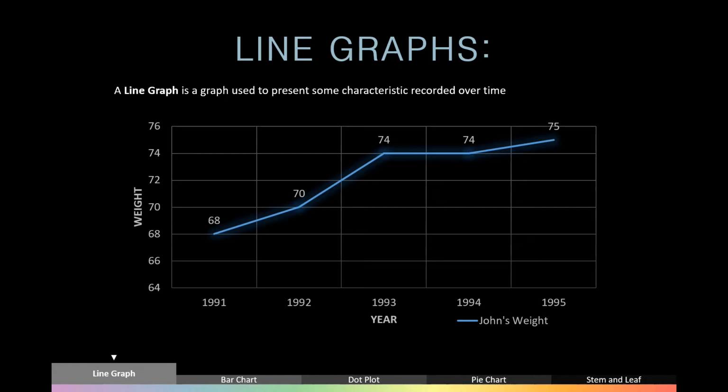And that's the real beauty of taking data and putting it into a graphical representation. Your brain actually interprets pictures a lot more easily and a lot faster than it would if you had to look at a table. Graphical representation also makes it a lot easier for you to pick up on trends or patterns in the data. Looking at this example, we can clearly see that John maintained the same weight in 1993 and 1994. We can see that his lowest weight was recorded in 1991 and his highest weight was recorded in 1995.